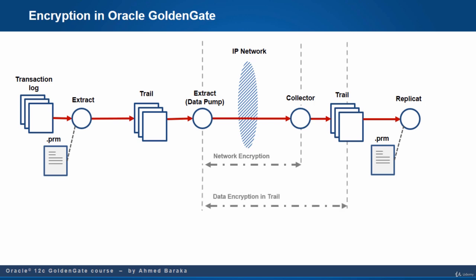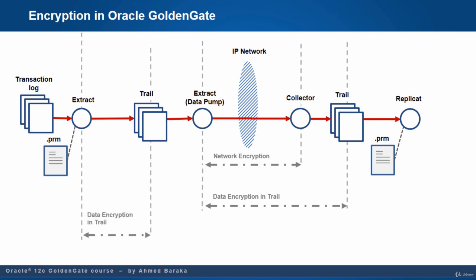Another option you can configure in Oracle GoldenGate is to encrypt the data read by the data pump. And in this case, the data will be encrypted in the trail files in the target system. The replicate should decrypt the data before it applies it on the target database. But in this case, the data in the trail files in the source system will not be encrypted.